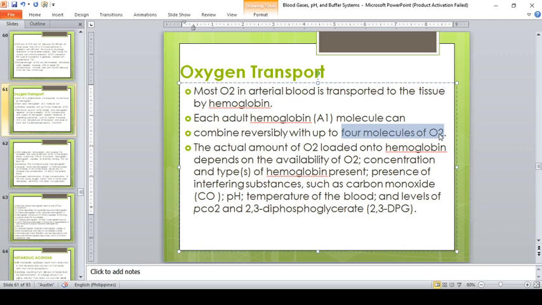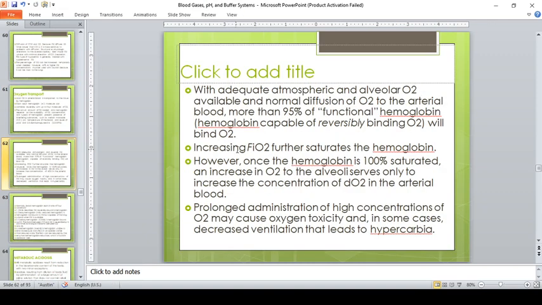So, the actual amount of oxygen loaded into hemoglobin depends on the availability of oxygen, the concentration and type of hemoglobin. What are the different types of hemoglobin? Oxyhemoglobin, deoxyhemoglobin, sulfhemoglobin, methemoglobin, carboxyhemoglobin, and the presence of interfering substances, such as carbon monoxide, whose affinity to hemoglobin is 200 times higher as compared to the affinity of oxygen. Also the temperature of the blood, the levels of partial pressure of carbon dioxide, and the 2,3-diphosphoglycerate or 2,3-DPG.